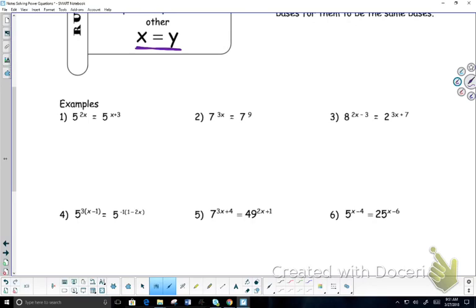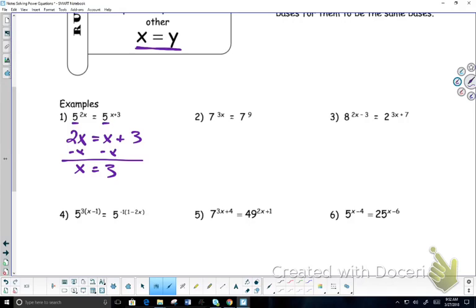Number 1 says 5 to the 2x equals 5 to the x plus 3. Keeping in mind our bases are the same, the base is 5, so therefore we can drop our bases and we can set our exponents equal to each other. At that point, we're just solving for x, all the way back to Algebra 1 for this skill, and we get x equals 3, okay?